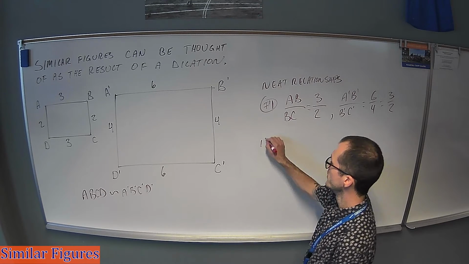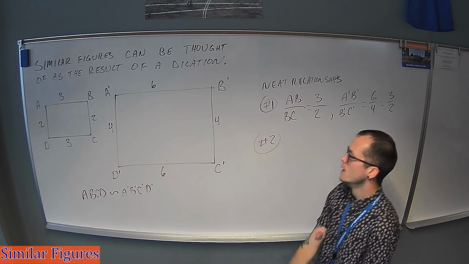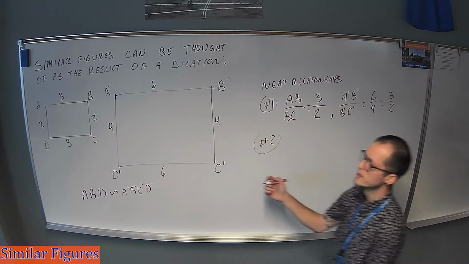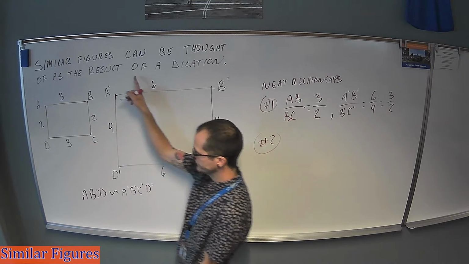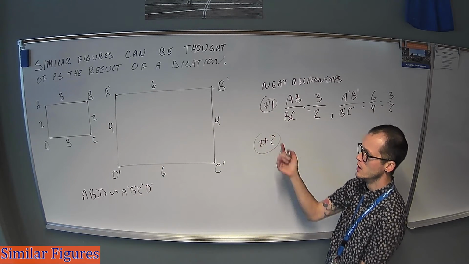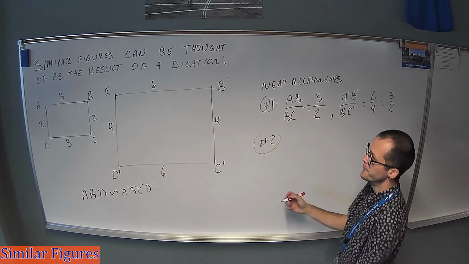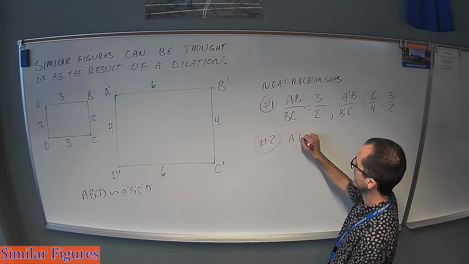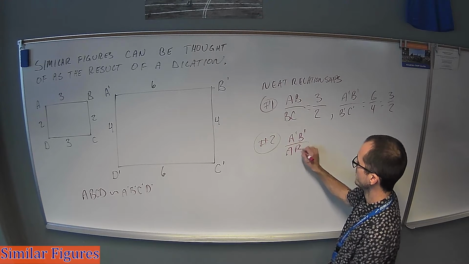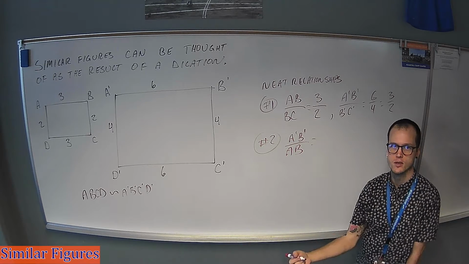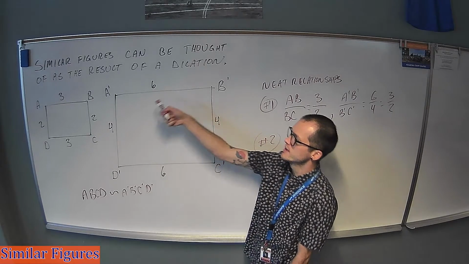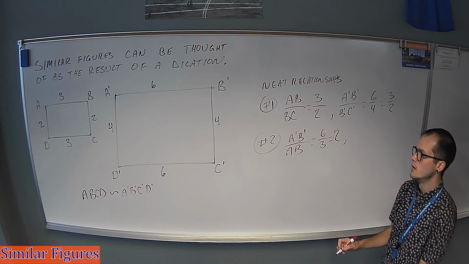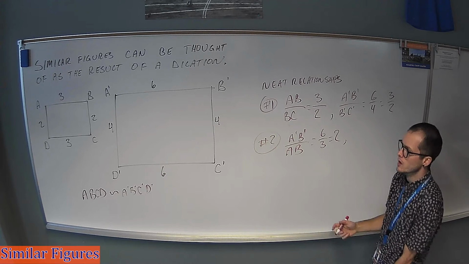Neat relationship number 2. This stuff works across figures as well. So not only are corresponding sides proportional within the given figure, but you can cross paths here a little bit. Here's what I mean by that. If we were to look at A prime, B prime, and compare it to AB, well, that makes sense. They're corresponding sides. So we'll have 6/3, which of course is 2. And that kind of makes sense. Scale factor of 2. Let's look at the other one.